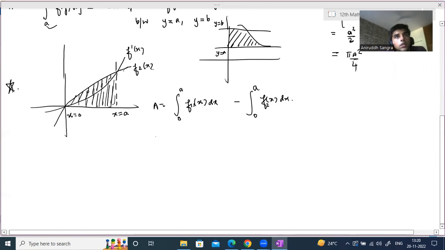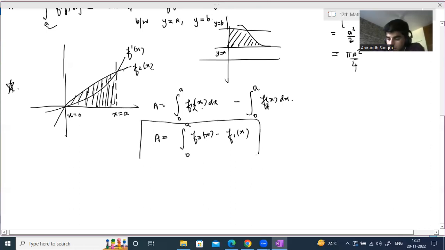We'll get our answer. Sir, wouldn't f2(x) give the bigger area? Yes, integral 0 to a of f2(x) minus f1(x). So this should be f1 and this should be f2. You are absolutely right. So this is how we can calculate the area bounded by two curves.